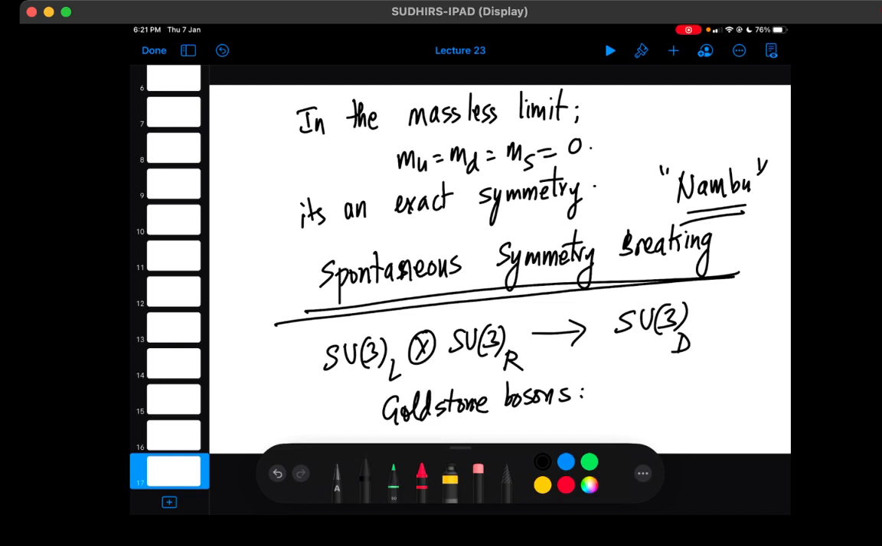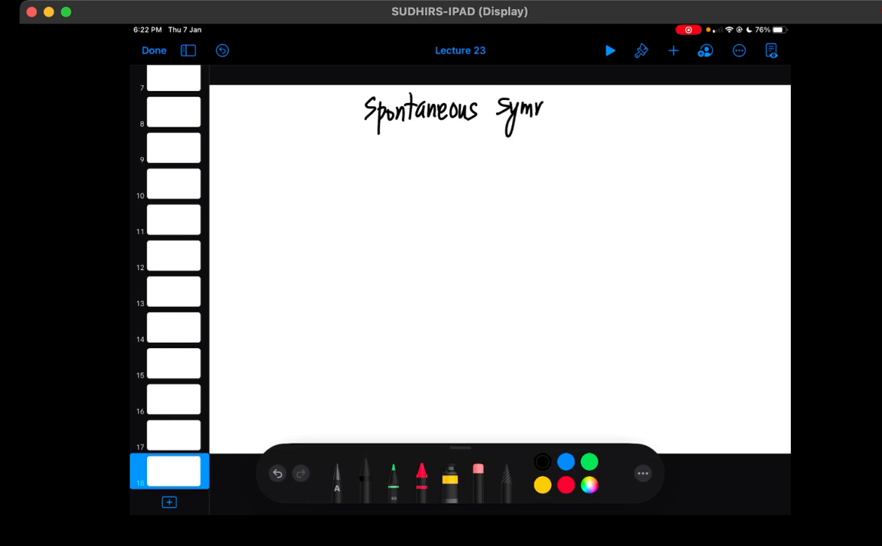What are these Goldstone bosons? Let me just spend a little bit of time on this, because this is a very, very important aspect. The entire chiral Lagrangian, and the entire chiral symmetry breaking and chiral perturbation theory, is based on this particular aspect. So what is spontaneous symmetry breaking? Let's try to understand it with a simple model, and then we'll see what it is essentially.